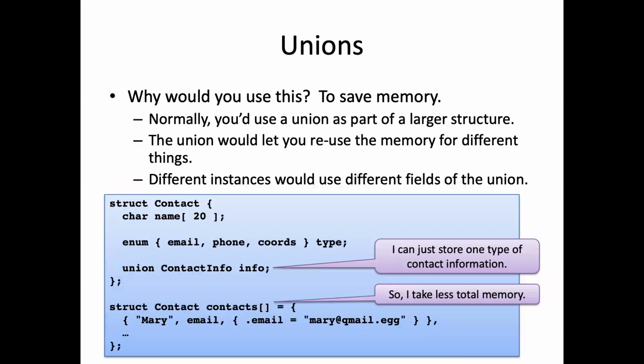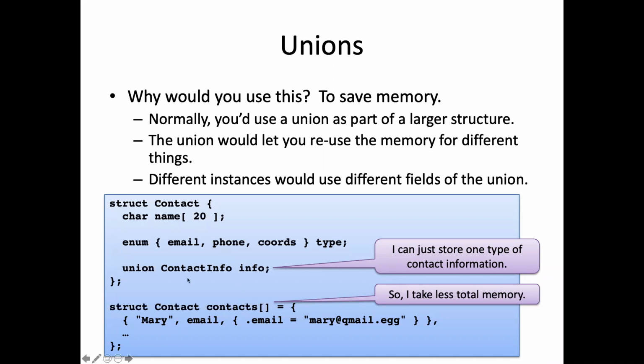All right, so I was trying to make the point, why would you use a union? Typically, you'd use it to save memory. So here we can make a contact struct that holds, you can read it off the slide, a name of a person. I've got a field for that. And it holds contact info down at the bottom. So I'm putting that union inside the contact struct.